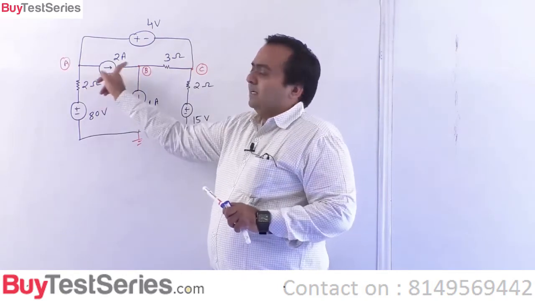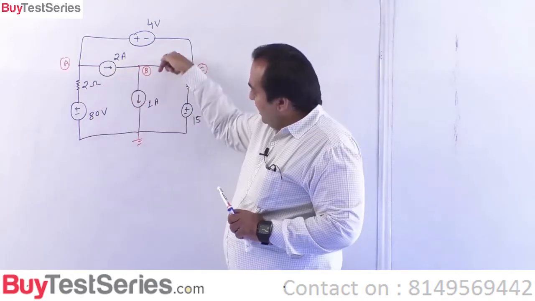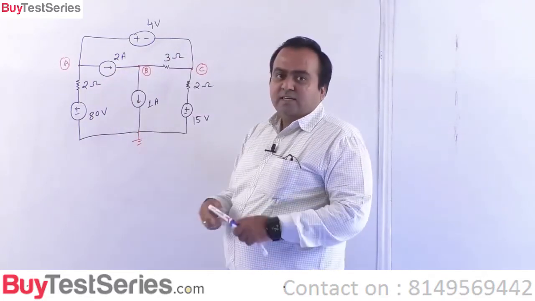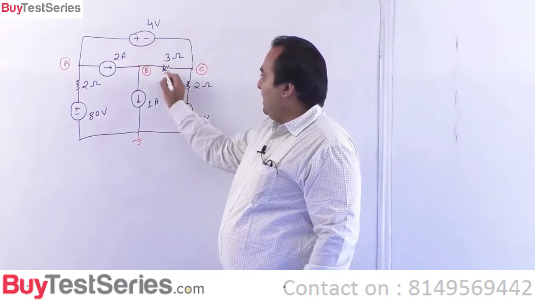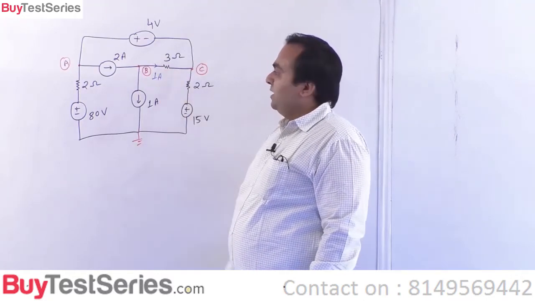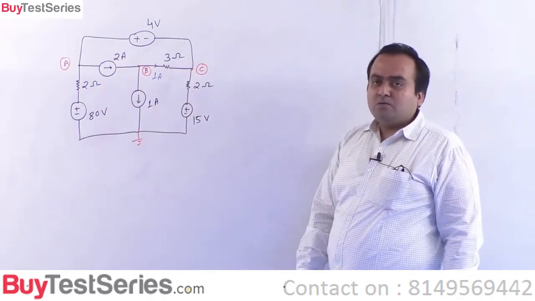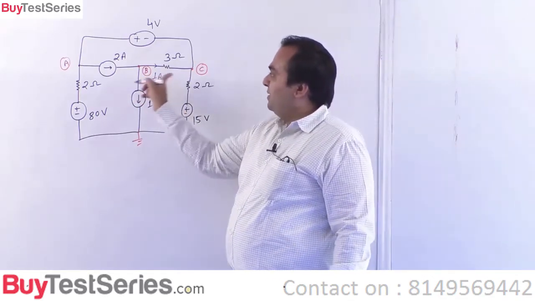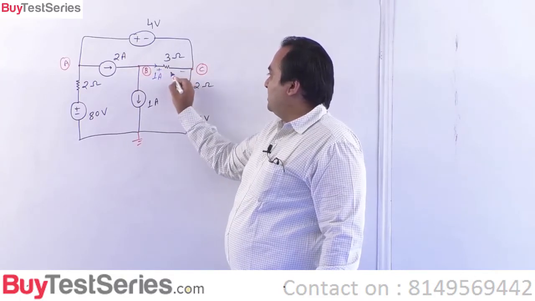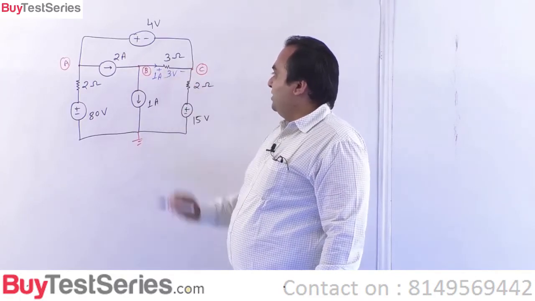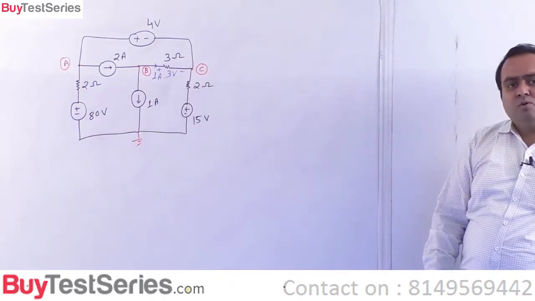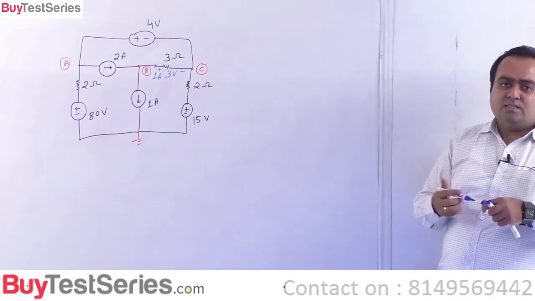Now see, one thing which we can write, if this is 2 ampere entering into B and this is 1 ampere going down, दो में से एक इधर गया तो बचा हुआ 1 ampere must be going in this direction. Is this okay? If this is 1 ampere going in this direction, then this voltage across this resistance must be 3 volts.